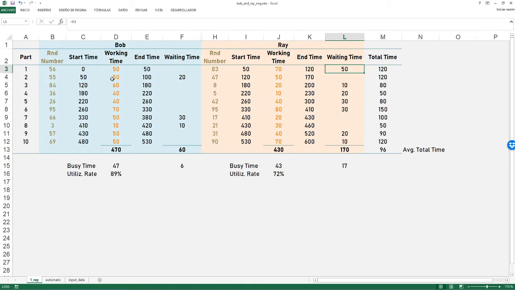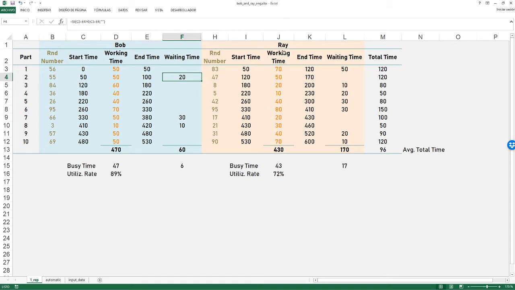Okay, let's go to the second part. Let's imagine that somehow we know that Bob is going to spend 50 seconds and Ray is going to spend 50 seconds as well. So, since Bob finished working at time 50, he will be able to start at 50. Since it's going to take him 50 seconds to work on this second part, he'll be done by 100. But this end time is prior to the end time for the first part of Ray. So he'll have to wait until Ray is free from this first part. So he'll be waiting 20 seconds.